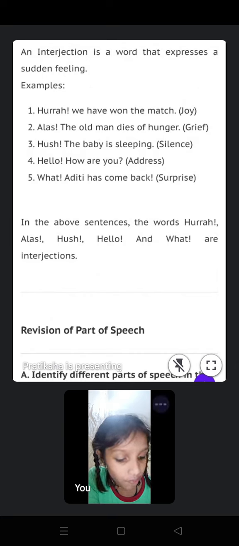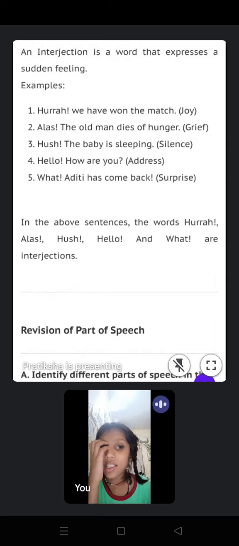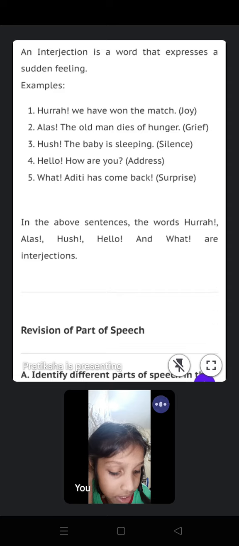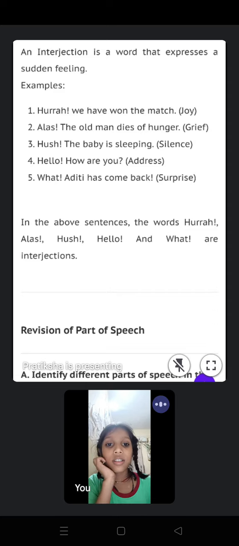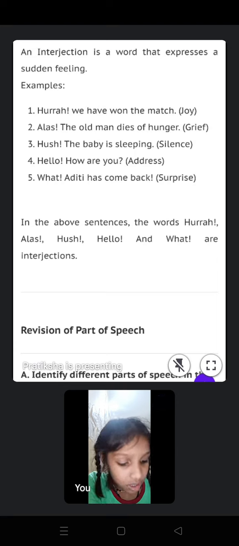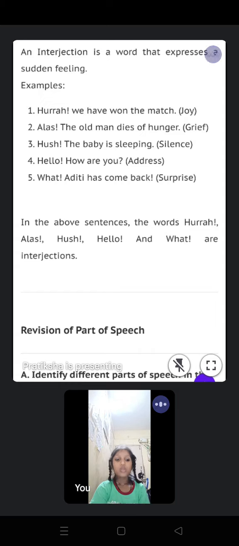Address. A double D, R, E double S, address. Aditi, A-D-I. Has, H-A-S. Come, C-O-M-E. Has come back, B-A-C-K. Have come back! Exclamation mark. Done. No, ma'am, I'm writing that. Surprise, S-U-R-P-R-I-S-E, surprise. Ma'am, done. Okay.